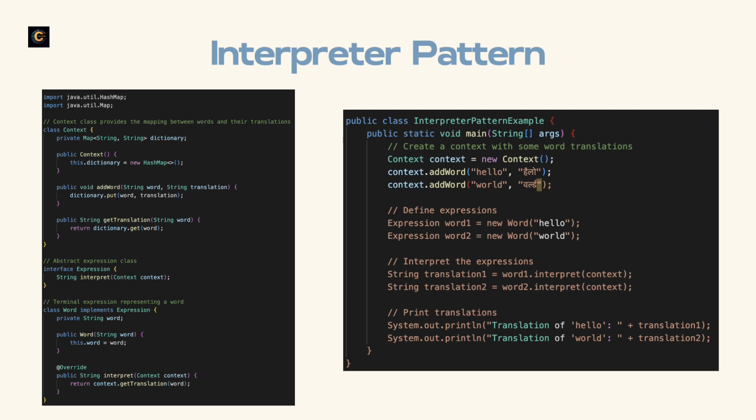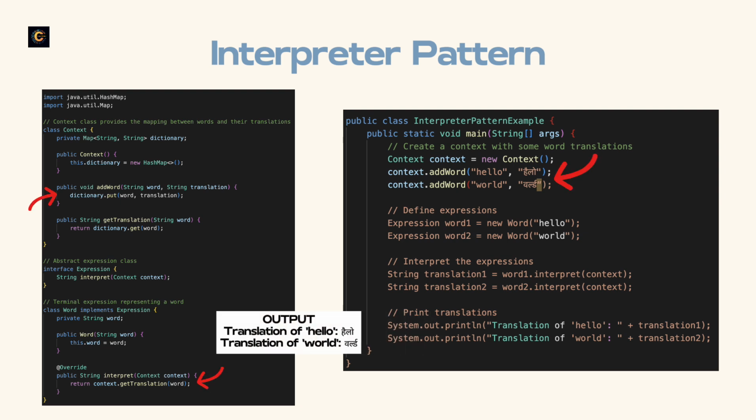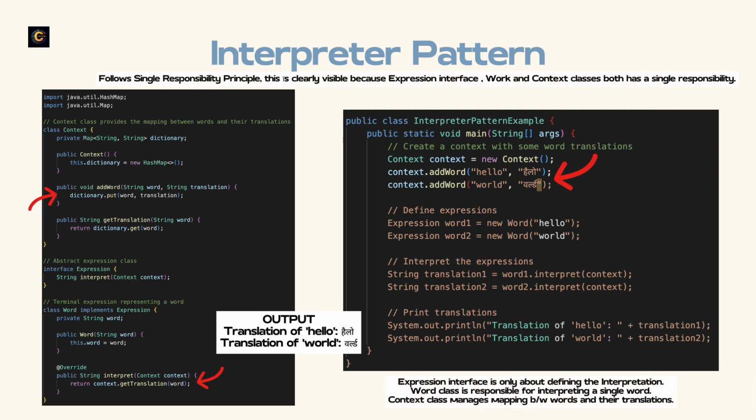Now, coming on to the interpreter pattern. It's pretty straightforward. If you see the example, it's simple that we are converting one language to the another. No need to explain much here. You may study solid principles for that. Just to give a brief, the example is following single responsibility principle.